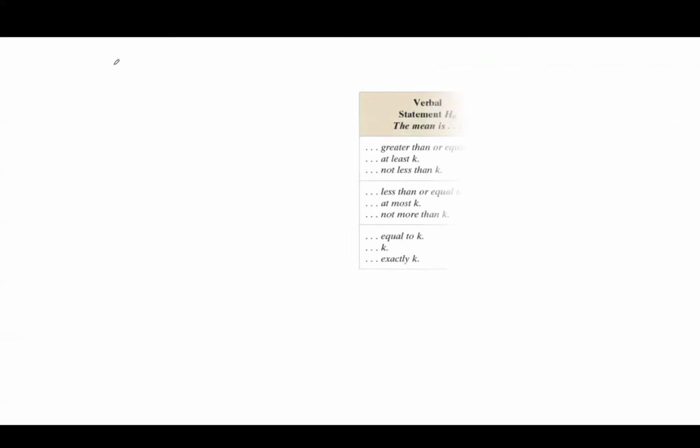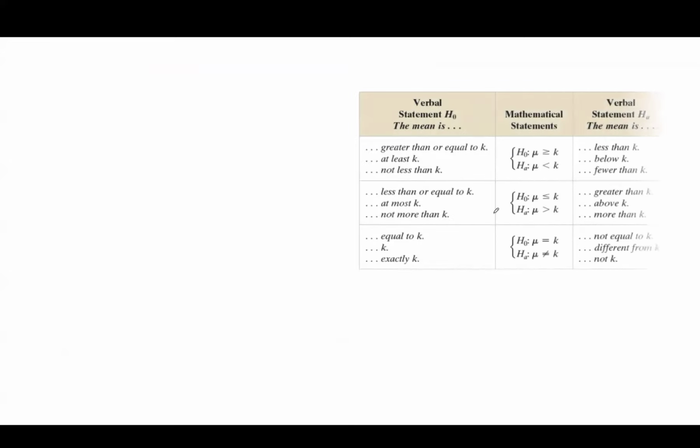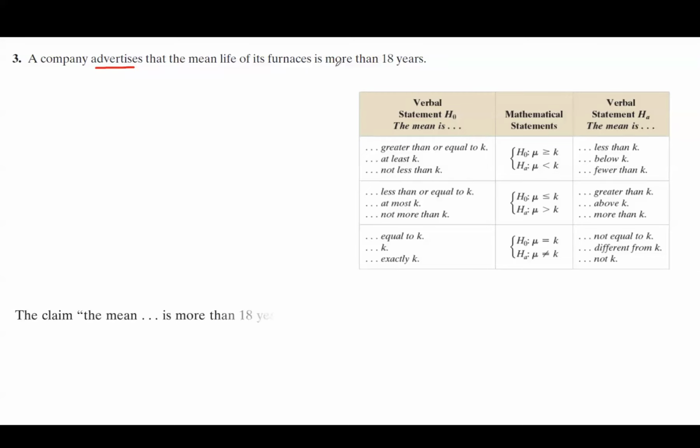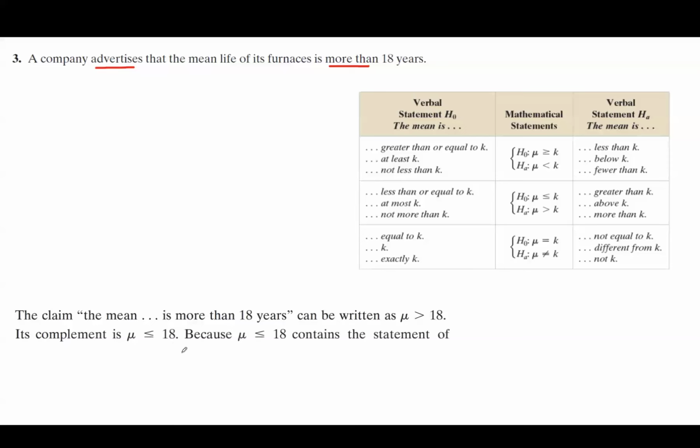Another question for you. Again, try to remember this summary. Question 3 is company advertises that, claims that, so the keyword, the mean life of its furnaces is more than 18 years. More than 18 years. The claim, the mean is more than 18 years, can be written as mu more than 18. Its complement, which is mu is less than equals to 18, which is your null hypothesis.